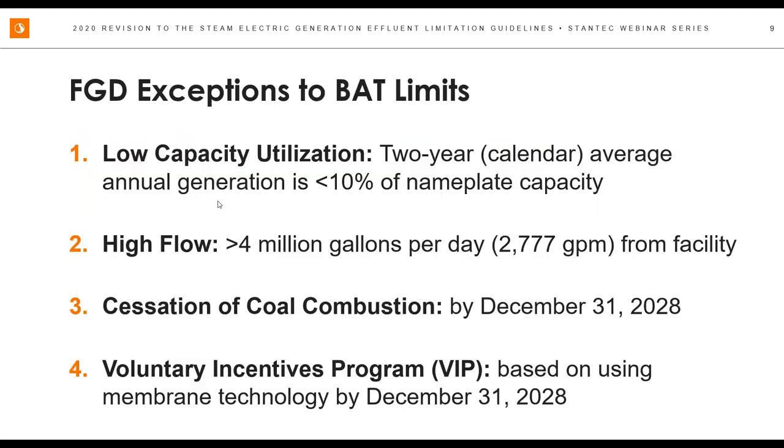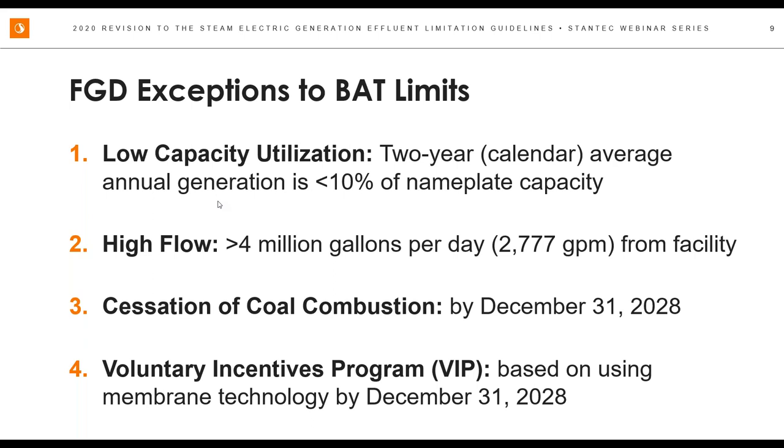So with any good rule, we have exceptions. The first exception is the low capacity utilization. This is defined as a 2 year, that would be a 2 calendar year, and I put calendar in parentheses for a reason, 2 year average annual generation of less than 10% of the nameplate capacity of the individual unit. So if you have a site with multiple units, you need to hit that criteria for each individual unit for the entire site to qualify.